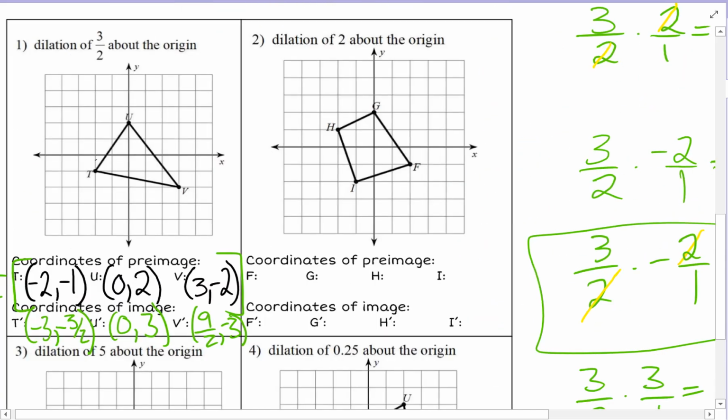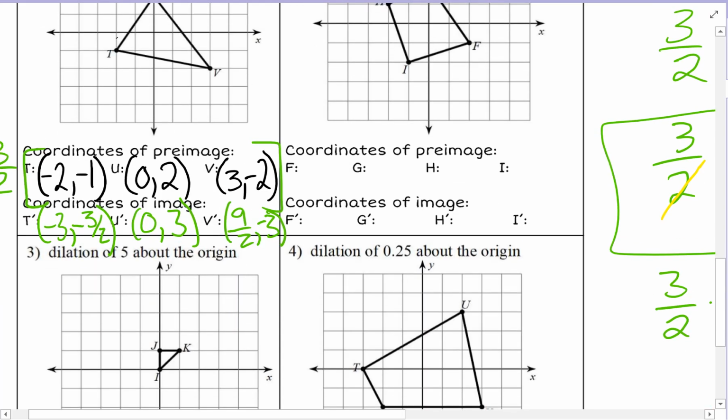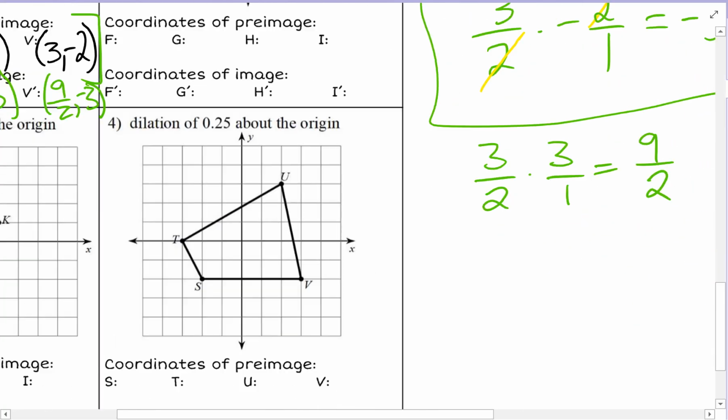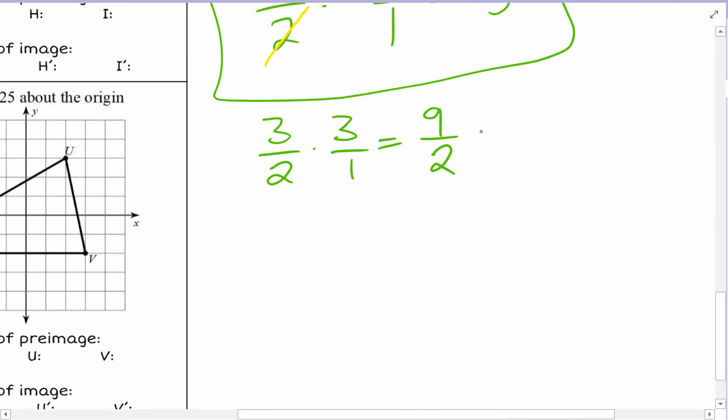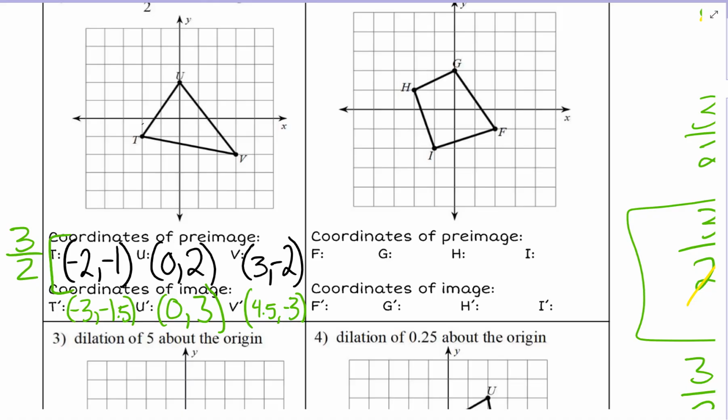And now we're going to plot these points. Negative 3 comma negative 3/2. What is negative 3/2 as a decimal? That might be a little bit easier for us to graph. We know from last time that 3/2 is 1.5. But what about 9/2? 2 goes into 9 4 times, and then there's 1 left over. So that is 4.5. I think those will probably be a little bit easier for us to graph.